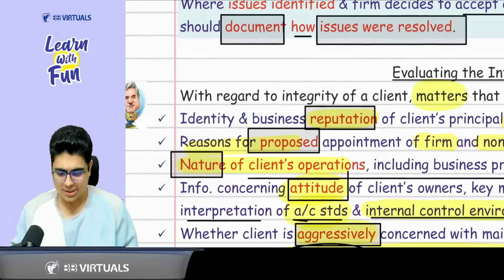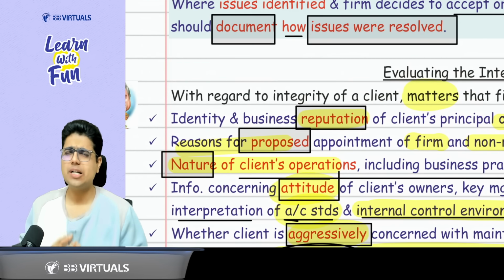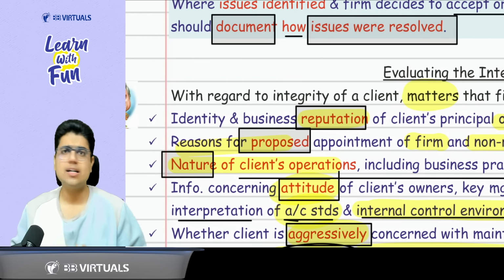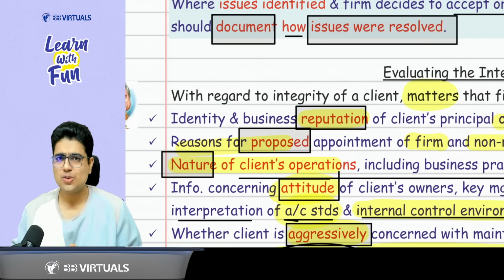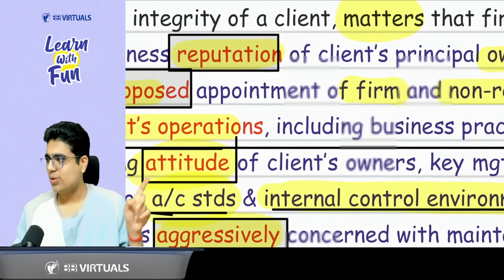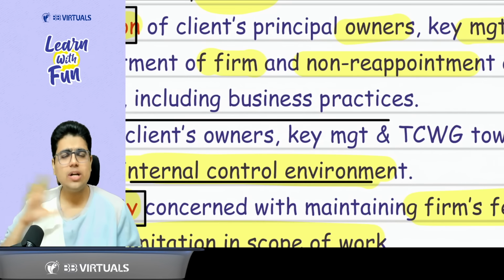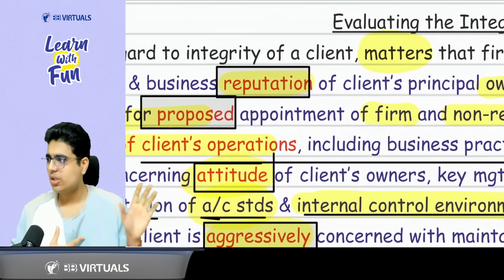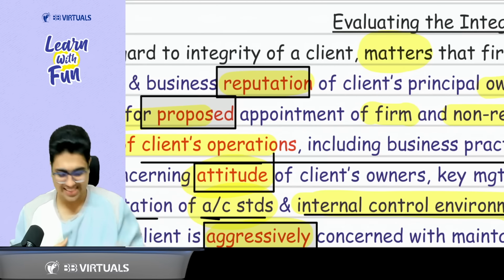So if your client is doing some corruption and bribery, and they are dealing in illegal drugs, with such operations, will you accept the client? No, sir. Less integrity, don't accept. Next thing is attitude. Attitude of the client regarding the accounting standards and internal control. They don't respect the internal controls. They don't do the accounting as per the accounting standards. Will you accept the client? No. Less integrity, don't accept.